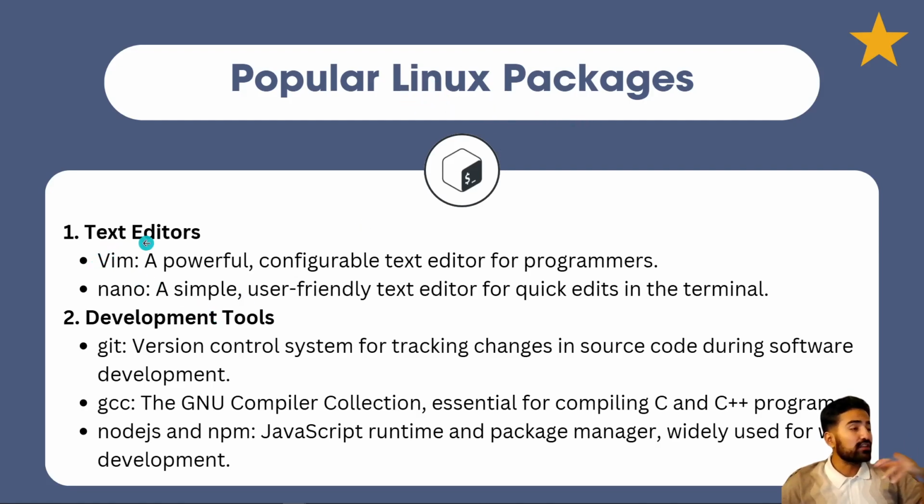So there are text editors, so Vim and Nano. Some of these are already pre-installed, as we can see in Ubuntu, right? If you run the Nano command, you'll be able to edit certain files. In other Linux systems, the really bare bone ones, you actually have to install Nano. Git, like I mentioned before, is a version control system for tracking changes in code.